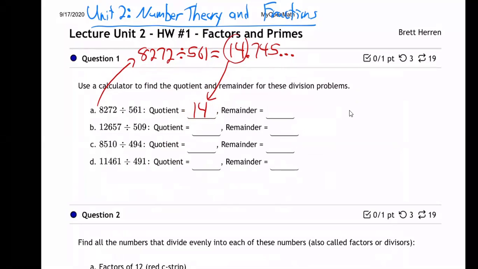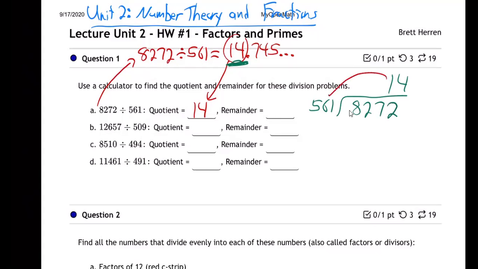What if I was long dividing 561, the smaller number, into the bigger number, 8272? How many times would 561 go in? Well, 14 whole times. That's what that 14 means. When I divided on my calculator and got 14 as a whole number, that means 561 goes in there 14 whole times. Great. How do I find the remainder, though?